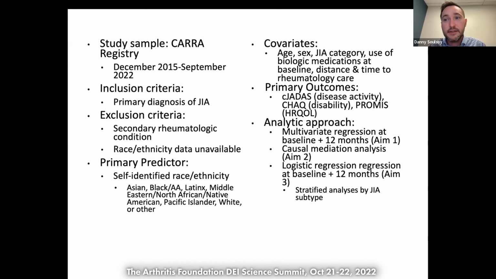Okay, this is a lot of text. This is just showing a little bit more of the details of our analysis. So our study sample, again, I mentioned, is the CARRA registry from the Childhood Arthritis and Rheumatology Research Alliance. We're using data from JIA patients from December of 2015 all the way up to last month. Our inclusion criteria are that patients must have a primary diagnosis of JIA and will be excluded if race and ethnicity data is not available, as that is our primary predictor.